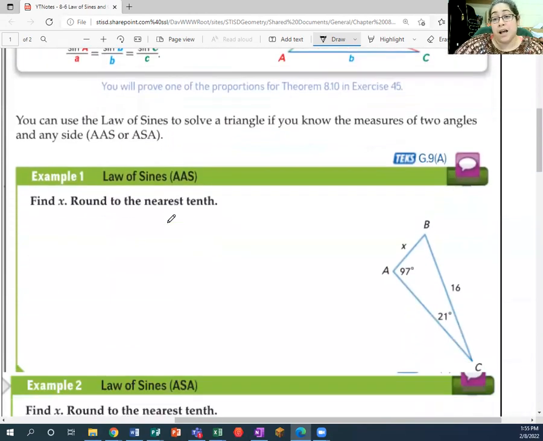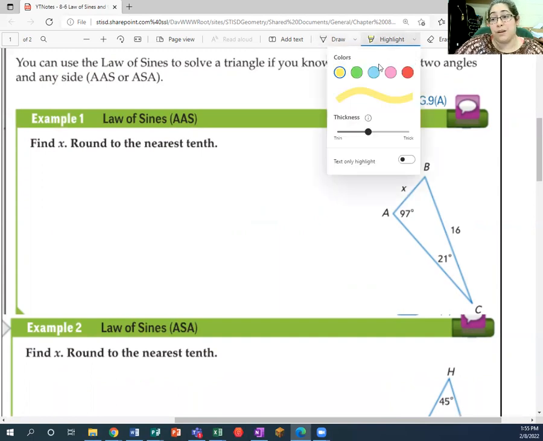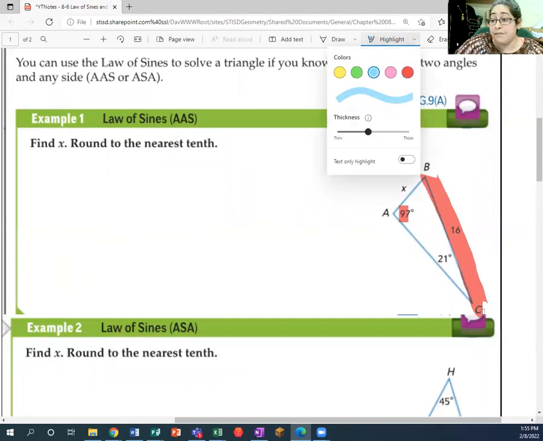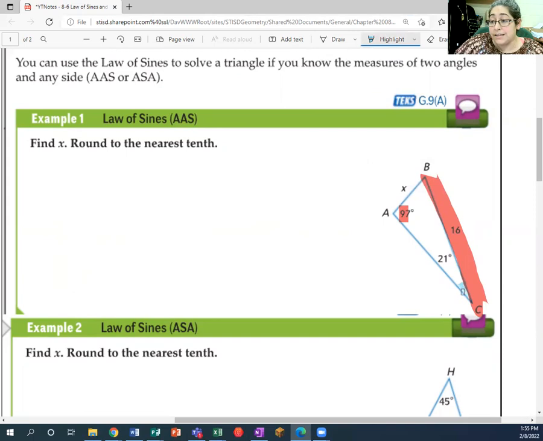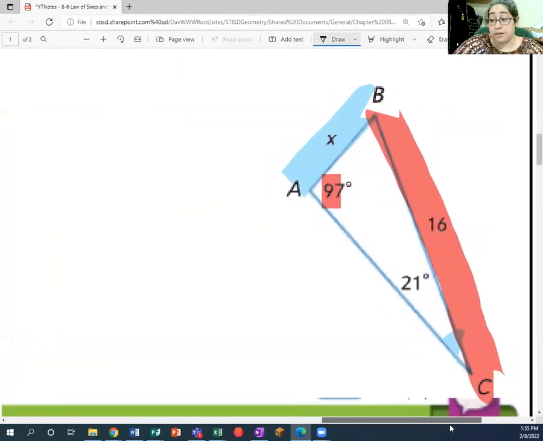We can use the law of sines to solve any triangle if we know the measures of two angles and any one side. Let's do this example. I'm going to get some highlighting going so that we can see what we're working with. First off, I have an angle measure here at A, and this is the side opposite that angle. And then I have this angle here at C, and I have the side opposite it. So I'm going to go ahead and write that as a proportion.